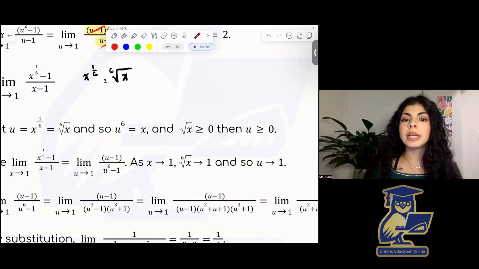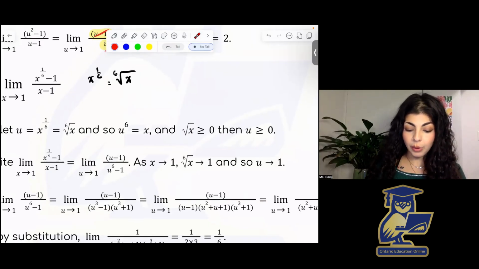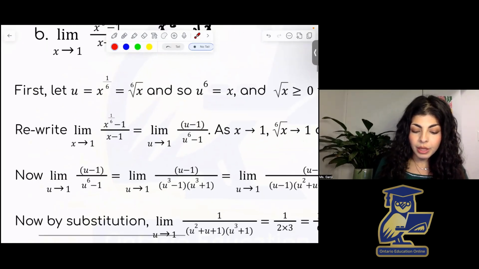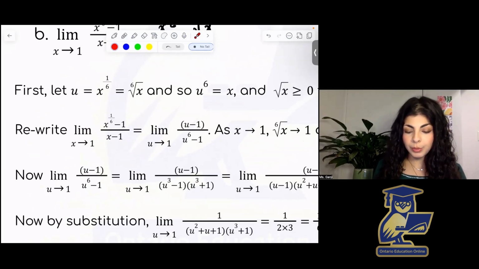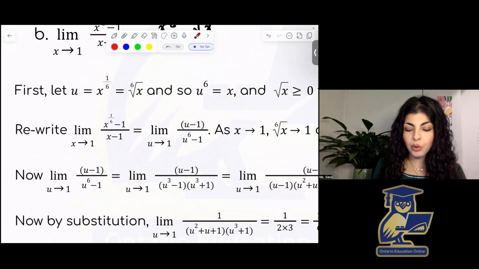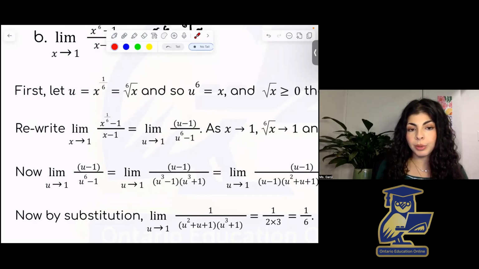And so consequently, u is greater than or equal to 0 as well. Now, rewriting this expression again in terms of u, start with your original, just to make sure you're matching it correctly. And so the 6th root of x is now u, and x minus 1 is now u to the power of 6 minus 1. And notice here I've already written my limit as u is approaching 1.